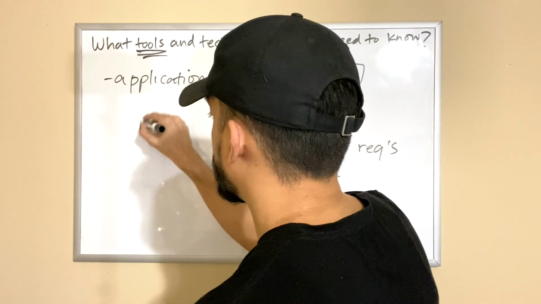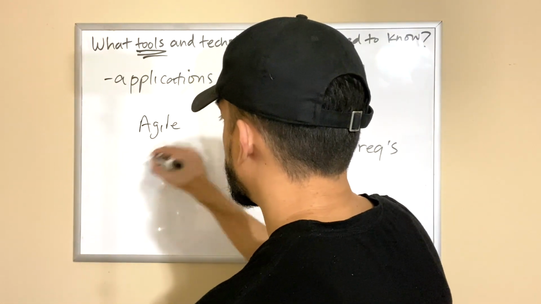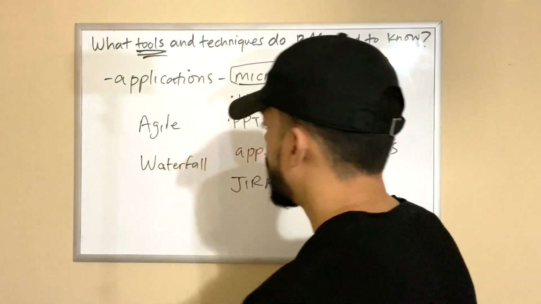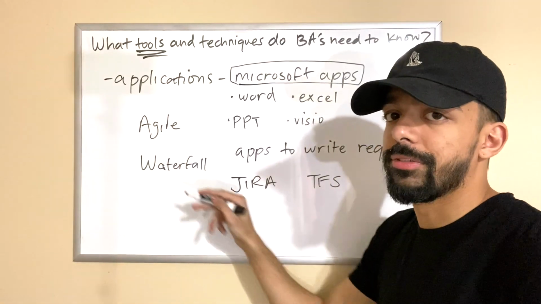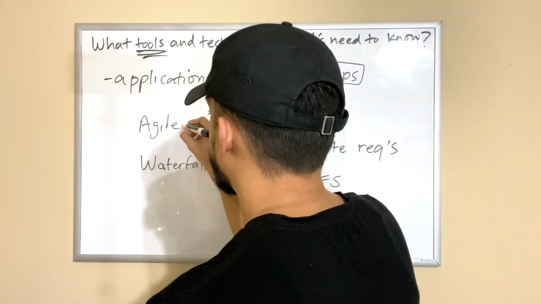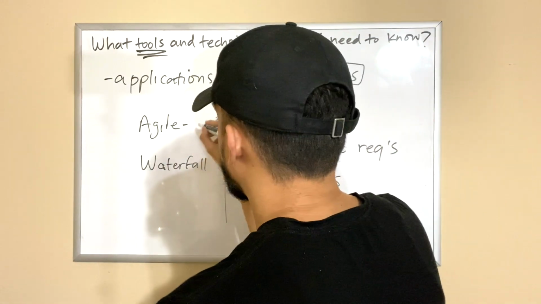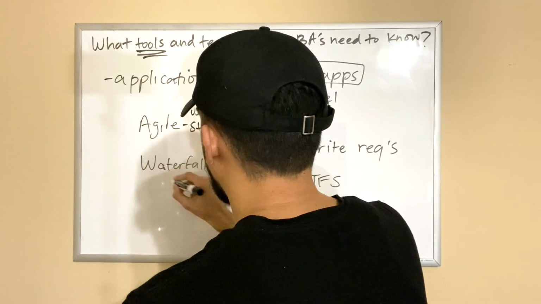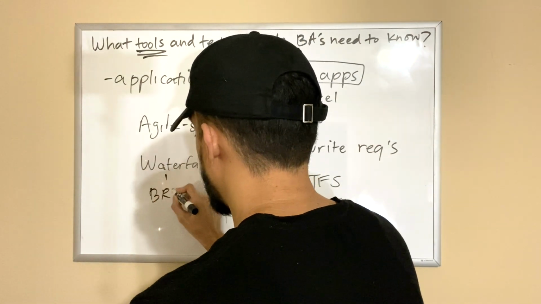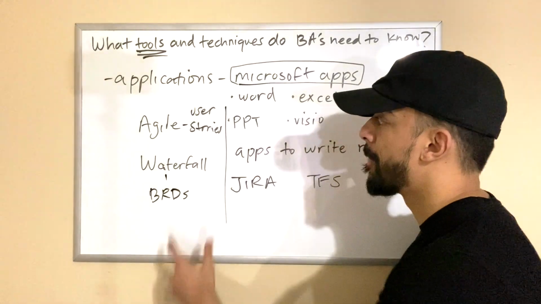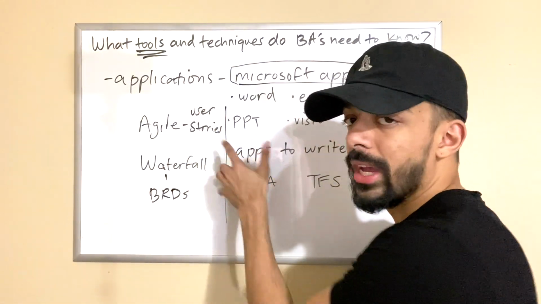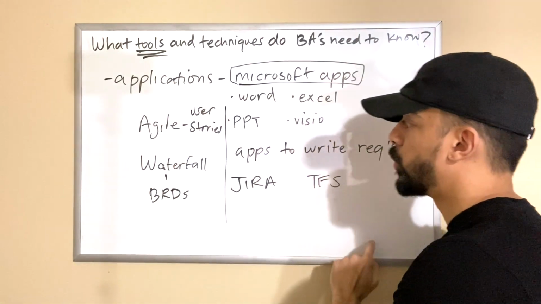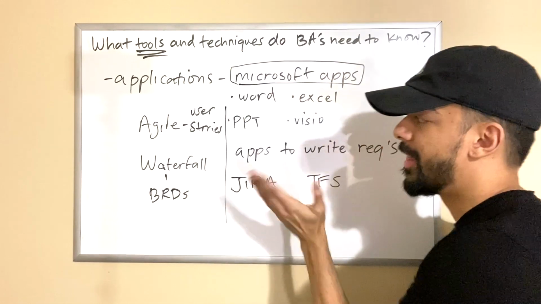So like I've mentioned in a lot of my other videos, you've got two methodologies, okay? And you've got two different sets of how requirements are documented in them. Obviously, we know that with Agile, you've got user stories, okay? And we know with Waterfall, you've got BRDs, which are business requirements documentation. So when it comes to these two different methodologies, however you are using them is going to play a part in the applications that you will be utilizing.